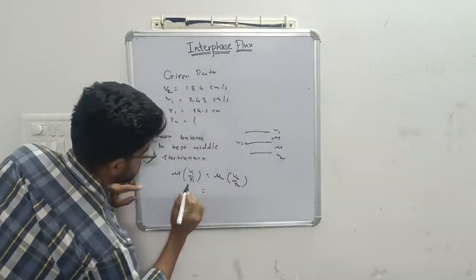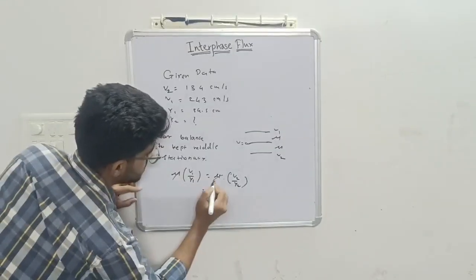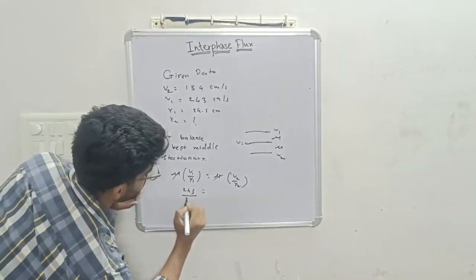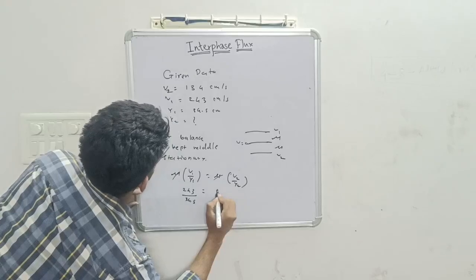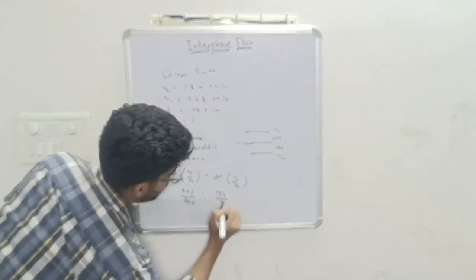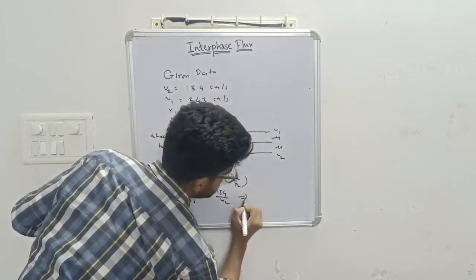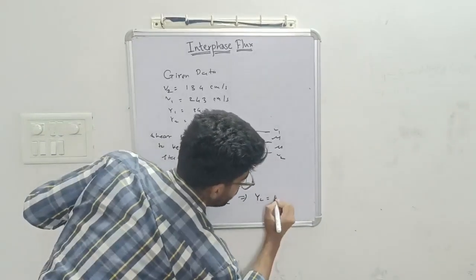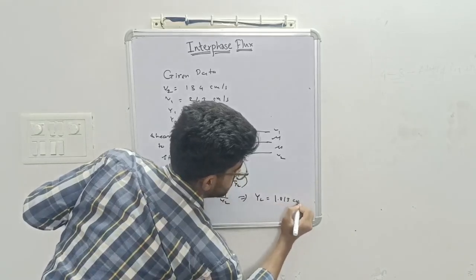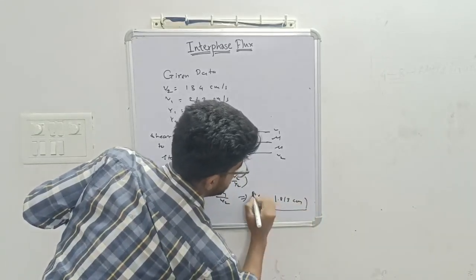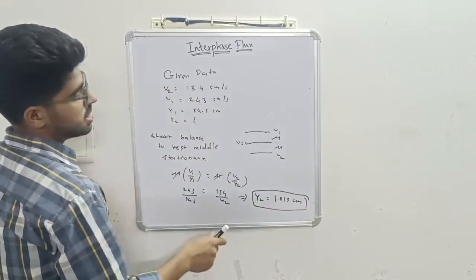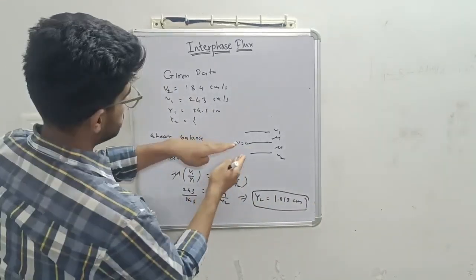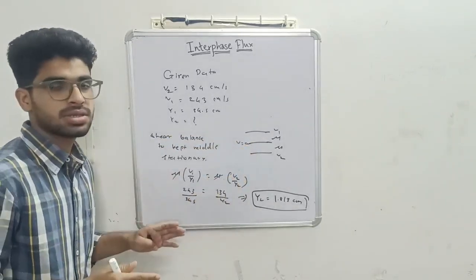Now putting the values, our both mu were the same, so mu cancels out. V1 is equal to 243, where Y1 is 34.5 centimeter. V2 is 134 upon Y2. So after solving this, our Y2 will be 1.8 cm, and this is the answer. This is the distance of the second plate from the stationary plate to keep this middle plate balanced, stationary.